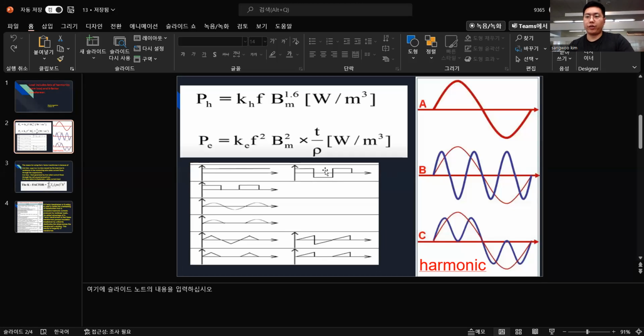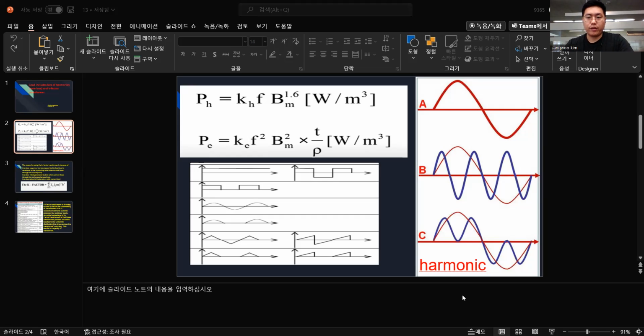First of all, you need to know the main parts of the loss in a transformer. There are two things. The first one is copper loss. Copper, as you know, is mainly what we use for cable. When current flows through the cable, because the copper itself has resistance, resistance happens. That's why there's loss. Look at this here.